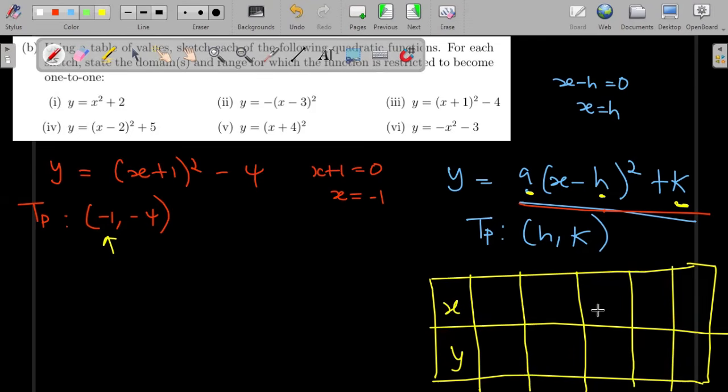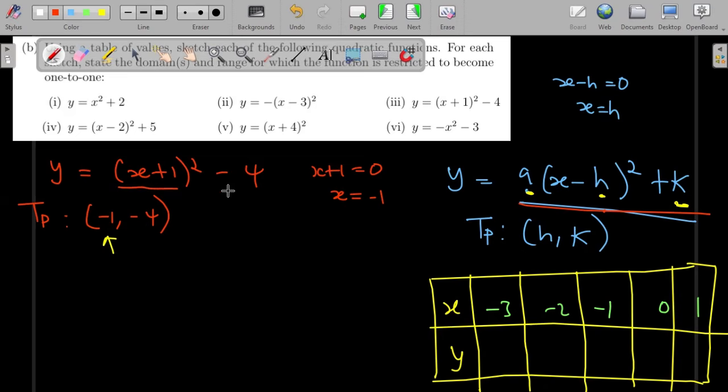So I'll put my minus 1 there. If this is minus 1, then this should be minus 2, then minus 3. And this one here should be 0 and 1. Those who are experiencing network challenges, I'm going to upload the video, don't worry. You're going to access the recorded video. So these are my x values that I've picked.